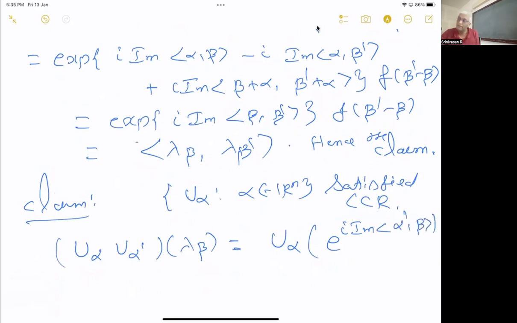Okay. Here it's negative. No, here it's positive. No, the lambda definition is negative, right? Okay. Yeah, correct. The lambda definition is okay. Lambda beta plus alpha prime. Okay.